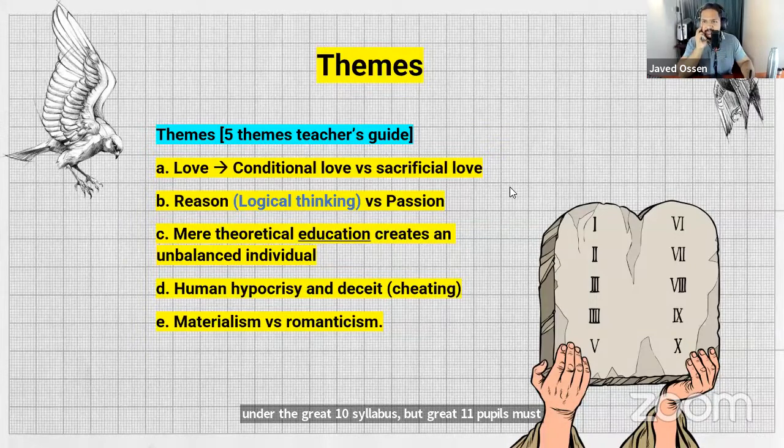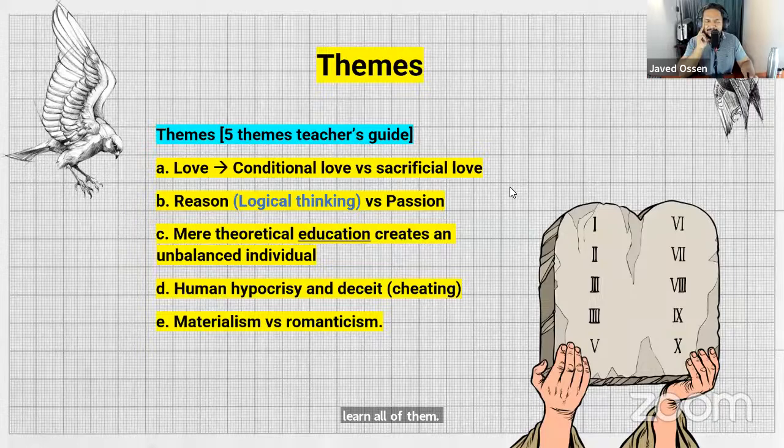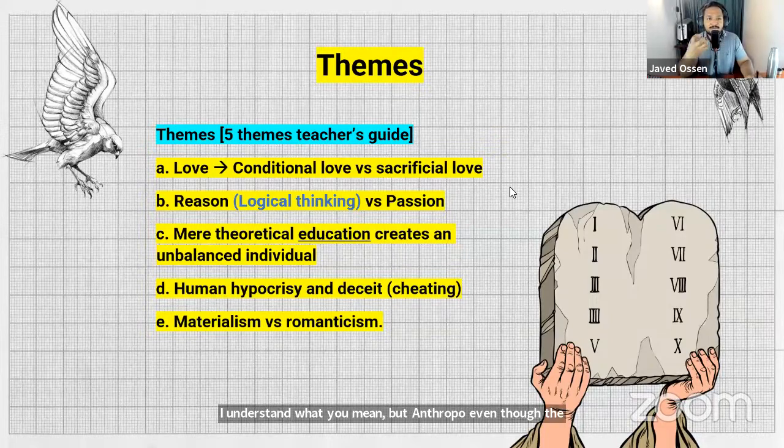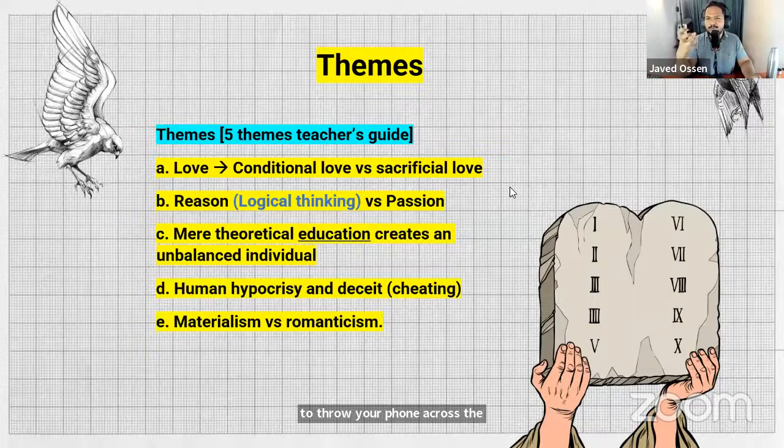Aren't our phones kind of anthropomorphic because they can talk? Not exactly. I understand what you mean, but even though the phones can talk, the phones are not really human, right? They don't feel emotions. For example, if you were to throw your phone across the room, your phone isn't going to cry, right? So it doesn't feel human emotions. That's why your phones are not anthropomorphic.